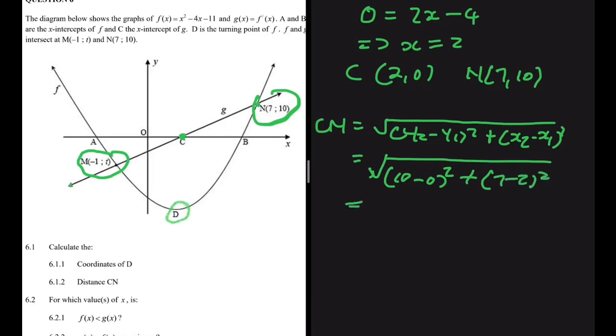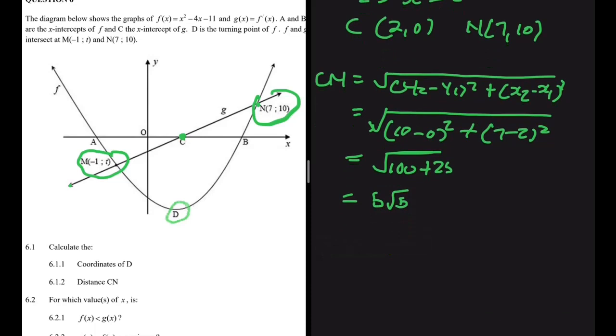So this will be equal to the square root of 10 squared, and then 5 squared, that will be plus 25. And then if you put that in your calculator, you should get 5 square root of 5. Yeah, so the distance CN seems to be 5 square root of 5. And now we can move to the next question.